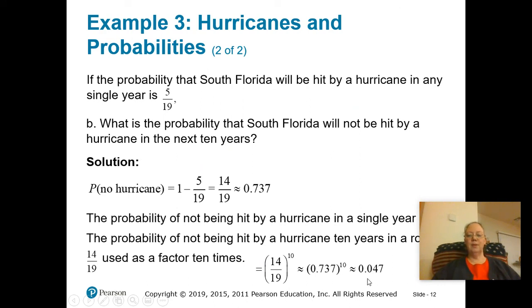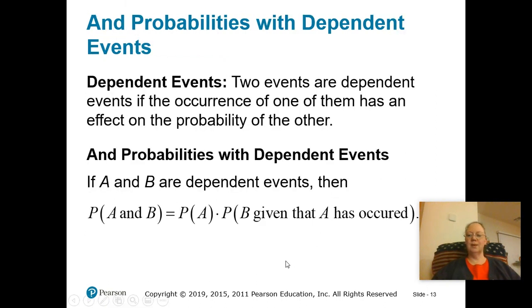So the probability is fairly low that you're not going to get a hurricane. That pretty much says if you live in South Florida for 10 years, you're going to experience a hurricane. It's a pretty low probability that it's not going to happen. All right, I am going to stop the video here.